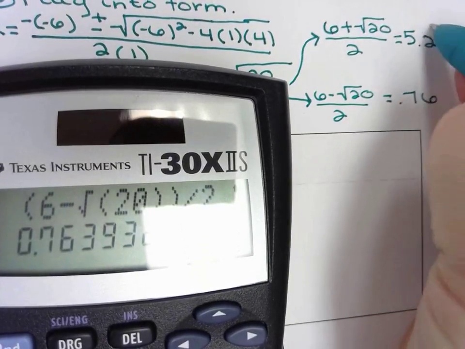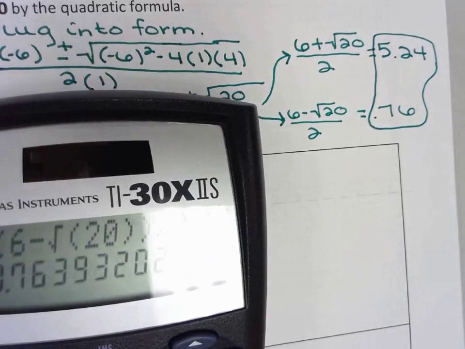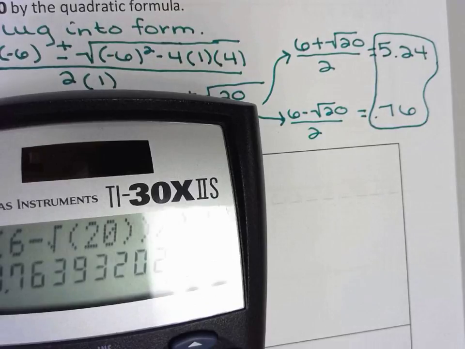And those are your 2 answers. You can put them in curly brackets if you want to, but you don't really need to. So my 2 answers are 5.24 and 0.76.